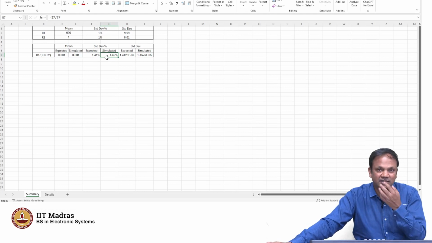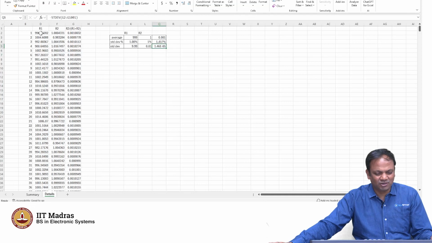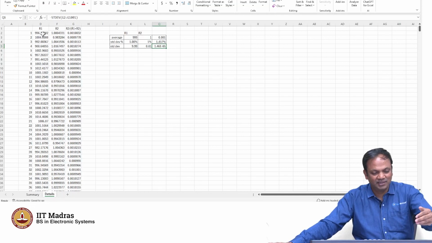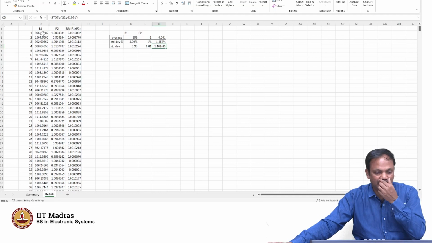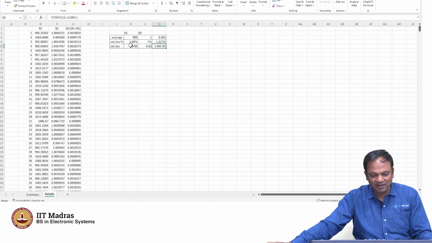So it's almost double of what it was when the resistors were equal, right? You can just go back to the detail sheet here for a second. You will see that it has automatically updated the resistor values, right? So it understands that now the mean resistor is 999 ohms. It will generate the values accordingly, right? So it takes the mean value, it takes the standard deviation and calculates.